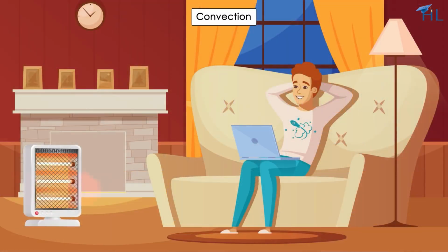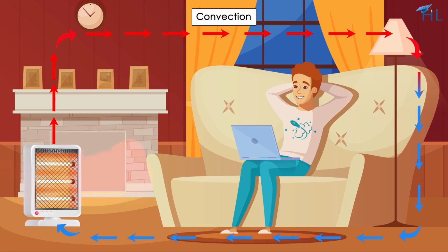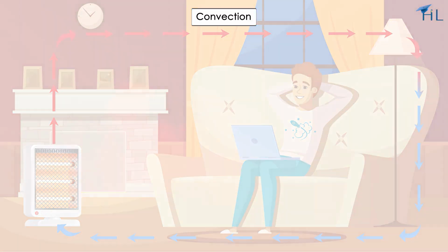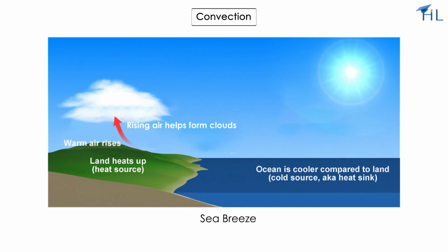We can also see convection at work in our homes with heaters. The warm air from the heater rises while cooler air sinks, creating a circulation that helps to evenly warm the room. Even weather patterns like sea breezes are caused by convection currents in the atmosphere.